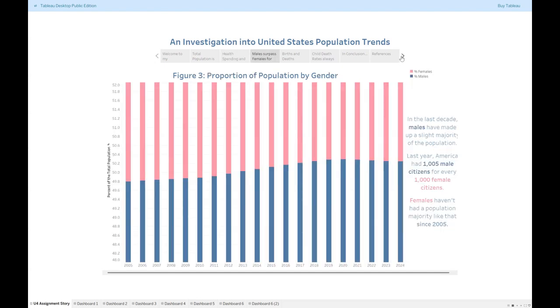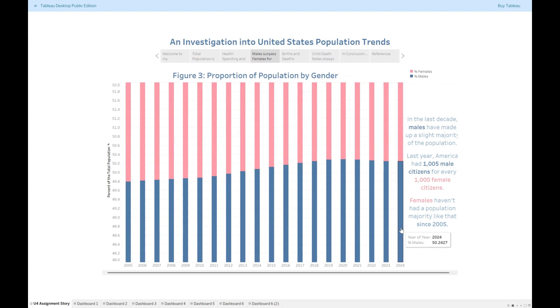Figure 3 is a stacked bar chart representing the proportion of American citizens by gender. In the last decade, males have made up a slight majority of the population. For example, in 2024, America had 1,005 males for every 1,000 of its females. Females haven't had a population majority like that since 2005.